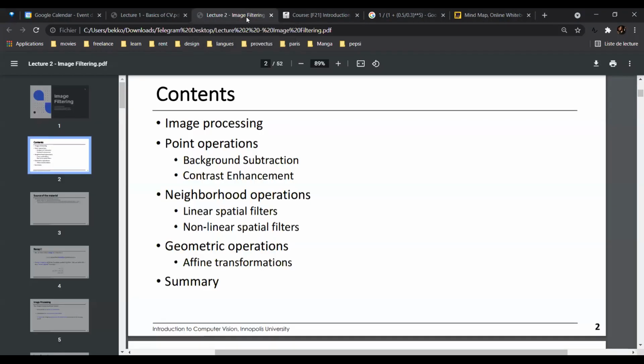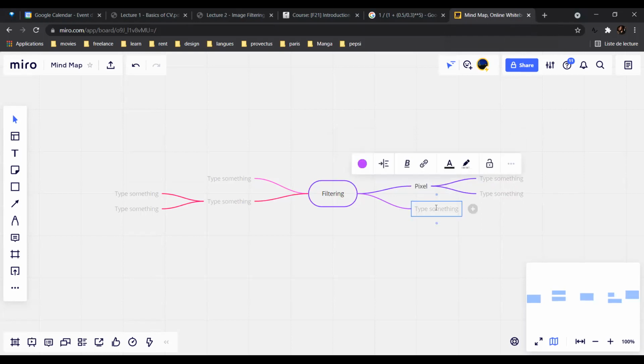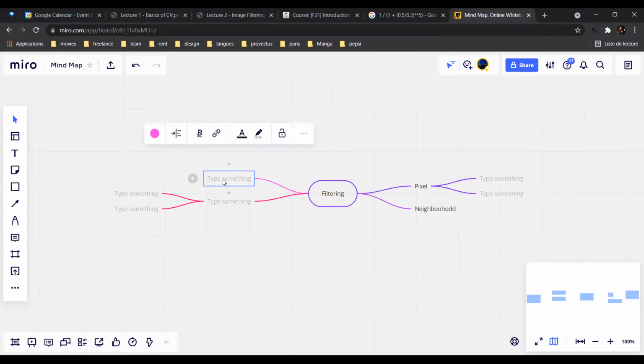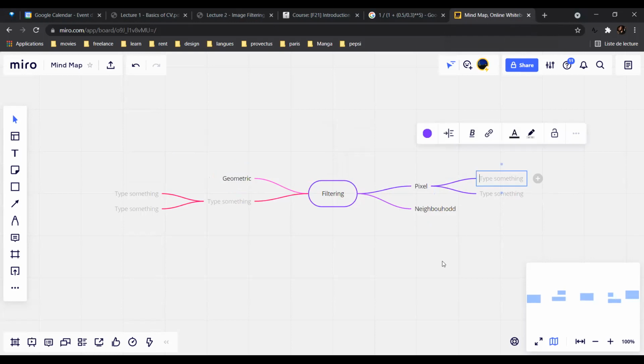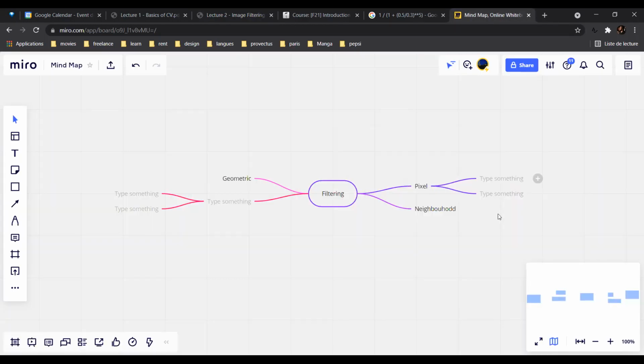There are 3 types of filtering: single pixel, neighborhood, and statistical. So we've seen pixel, neighborhood, and geometric, right? What else? Statistical, not yet. So these statistical ones are inside the neighborhood operations, right? Okay. Nice.